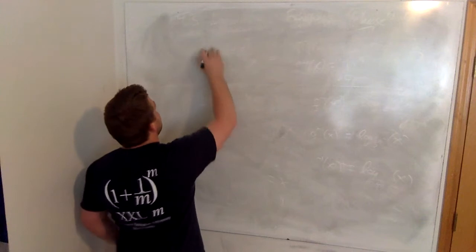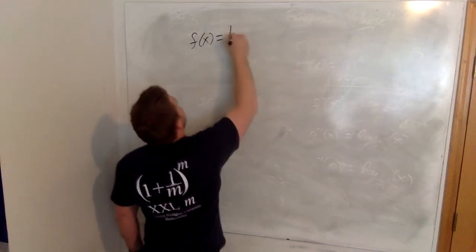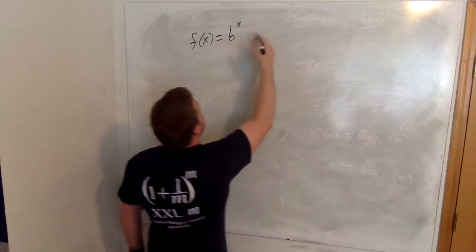Okay, so in general, if we have a function b to the x, this is an exponential function. There's conditions on this.